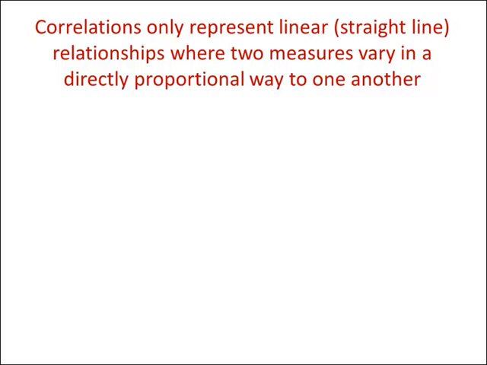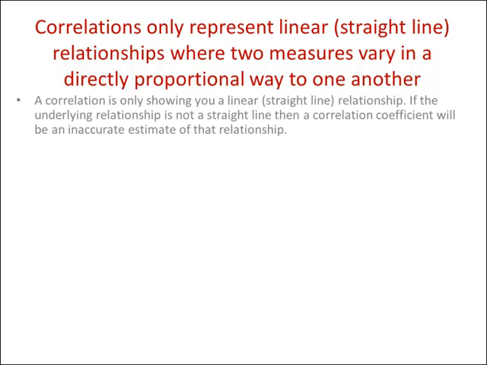Another key issue that I've already touched upon is the fact that correlations only represent linear relationships, which is where the two measures vary in a directly proportional way to one another, as in a straight line relationship. If you've got your underlying relationship and it's not a straight line, it's some sort of curvy, wibbly wobbly thing, then the correlation coefficient will be a poor estimate for that relationship. Okay, in fact it might even tell you that there's no relationship there when there in fact is.